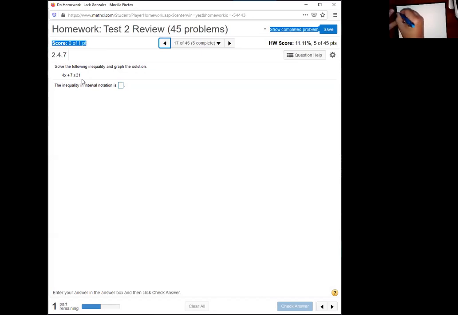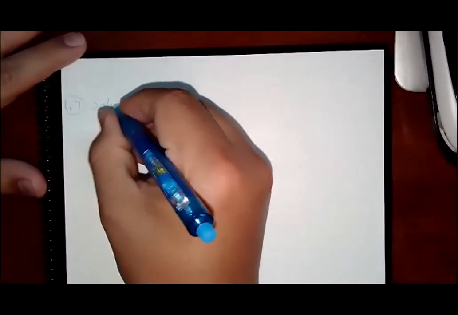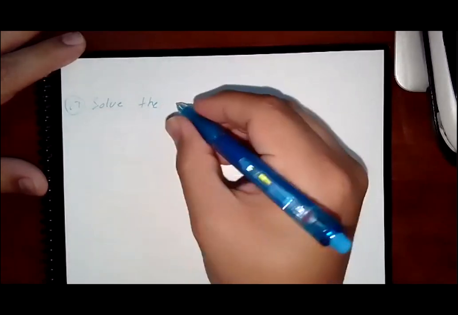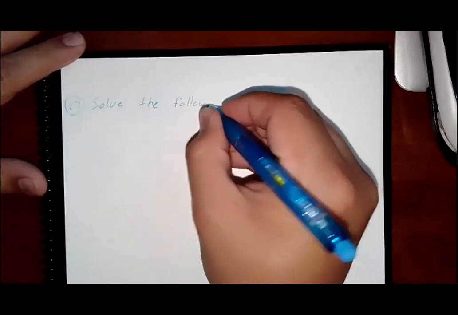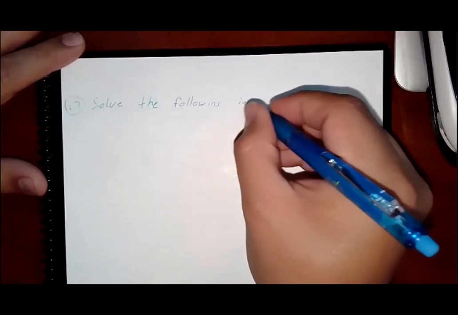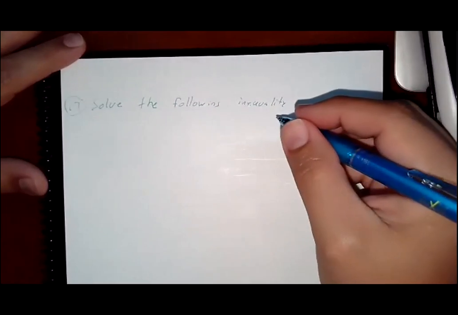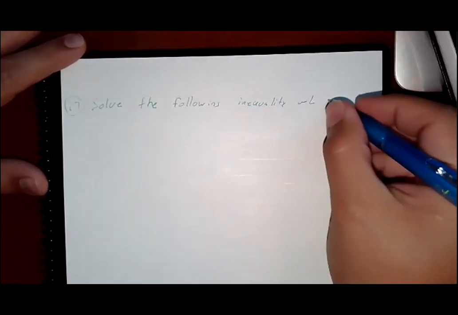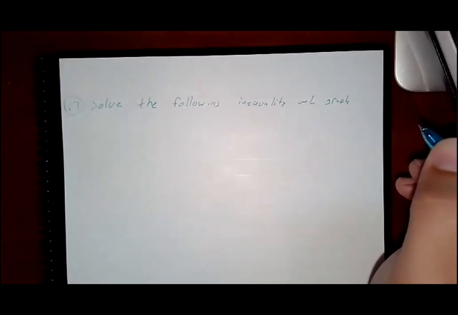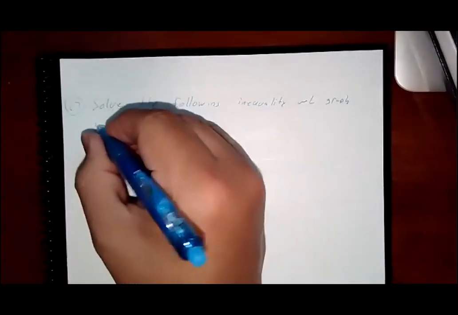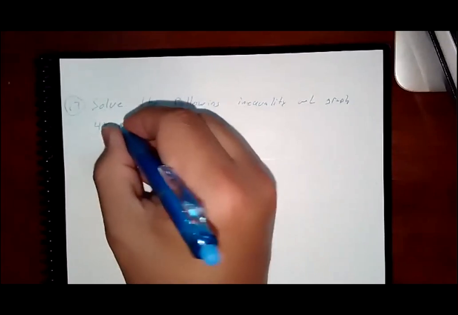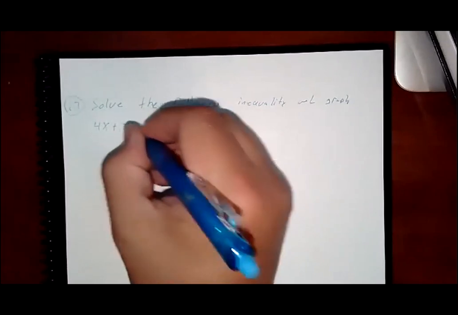Number 17. Okay. Solve the following inequality. And graph. Okay. So here it is, 4x plus 7 is less than or equal to 31.